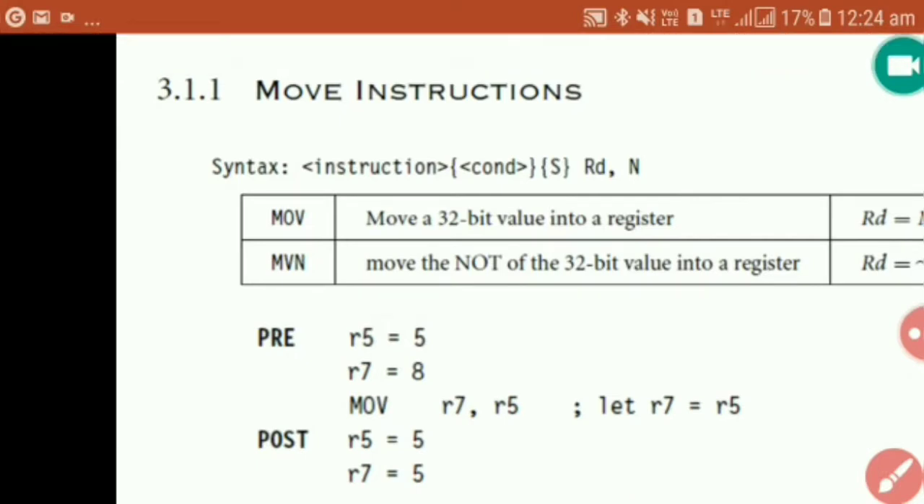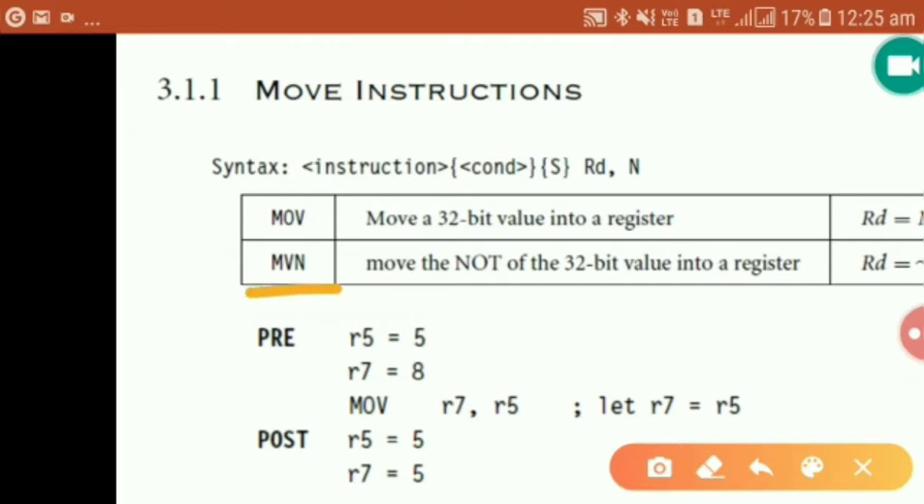See the second type of move instruction, move negate. So N stands for move negate. It is used to move the ones complement of the 32-bit operand into the destination register.